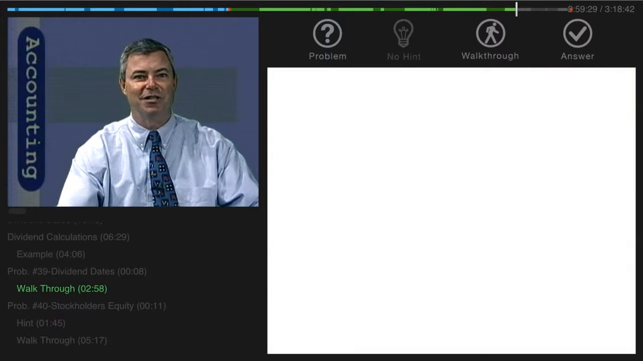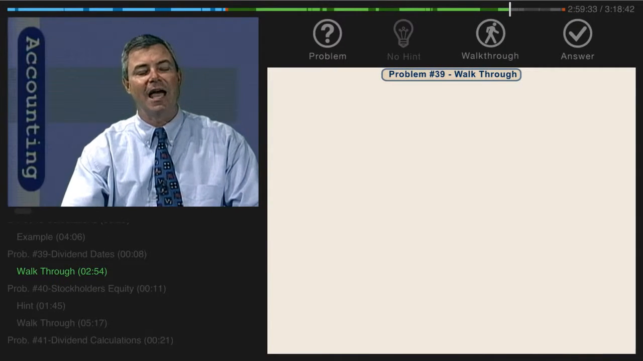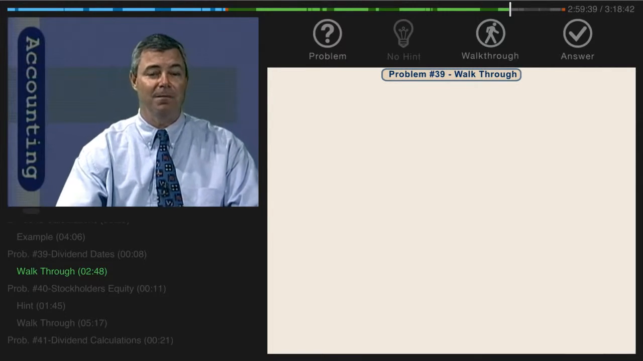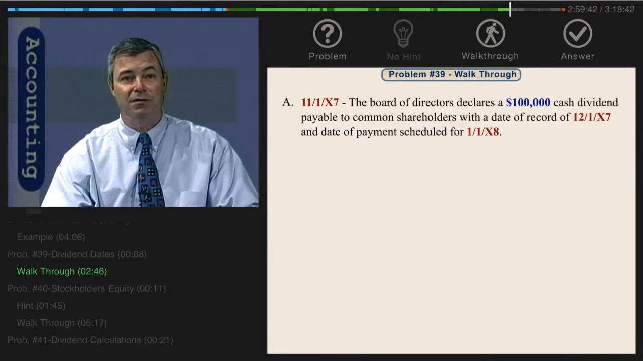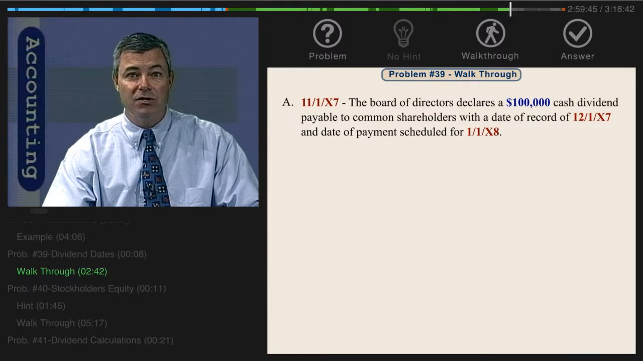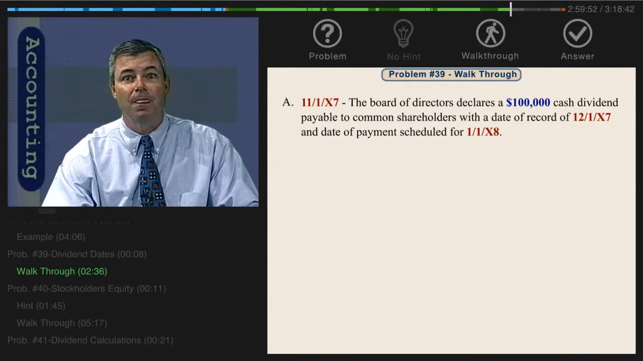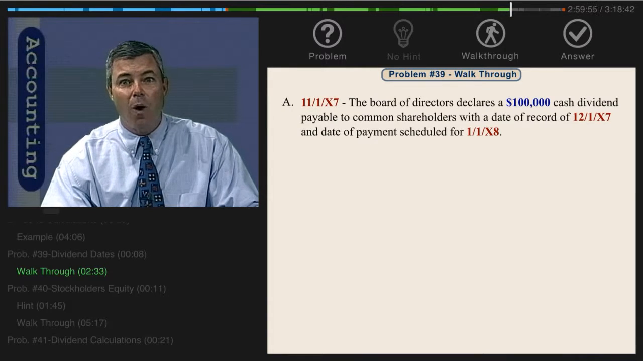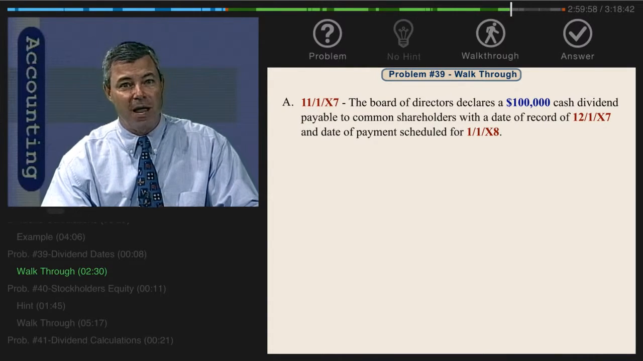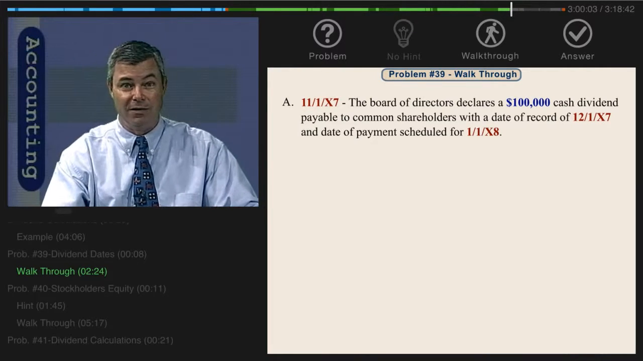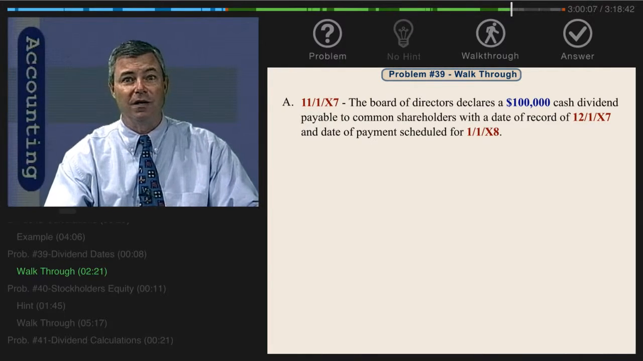Now let's go through the solution to this problem, and it's a simple one. It basically asks you to prepare the journal entries for a number of events for a company called the Smith Company. On November 1st, in the year X7, the Board of Directors meets and declares a $100,000 cash dividend payable to the common shareholders with a date of record of 12/1/X7 and a date of payment scheduled for January 1st. Well, this is almost identical to the problem that we had during the lecture.